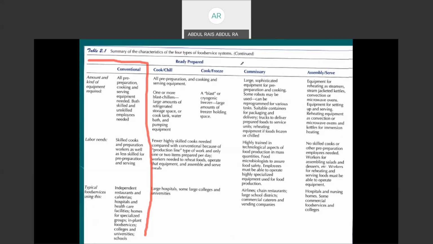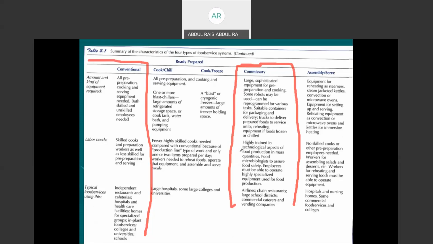Okay. If we look at commercially food service, how is the amount of equipment? It is large, with large, sophisticated equipment for preparation and cooking. And in developed countries, some robots may be used, which can be programmed for various tasks, and suitable containers are required because you need to pack the food and deliver it to your satellite kitchens or your satellite location.